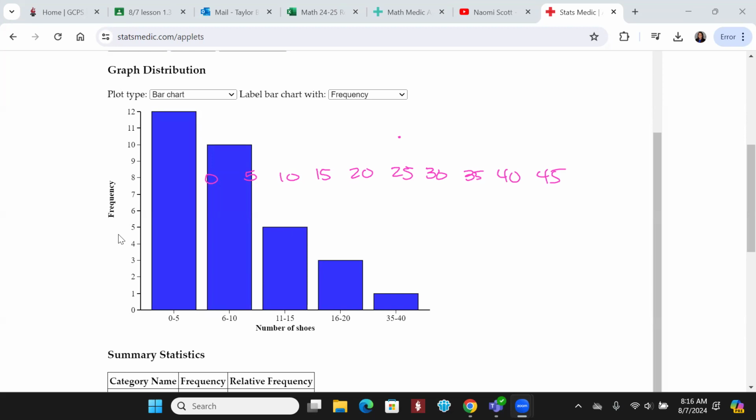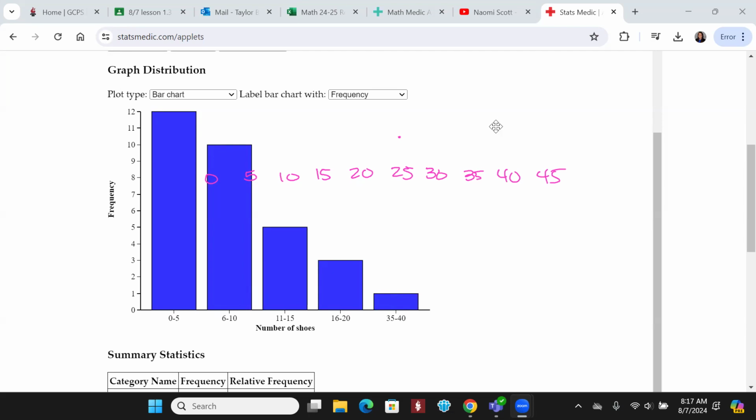With your histogram, on the bottom you're going to go from 0 to 5 and include how many instances there are, then 6 to 10, 11 to 15, and 16 to 20. There's going to be a big gap in between, and then, because I'm special, it's an outlier, put the 35 to 40. Good?